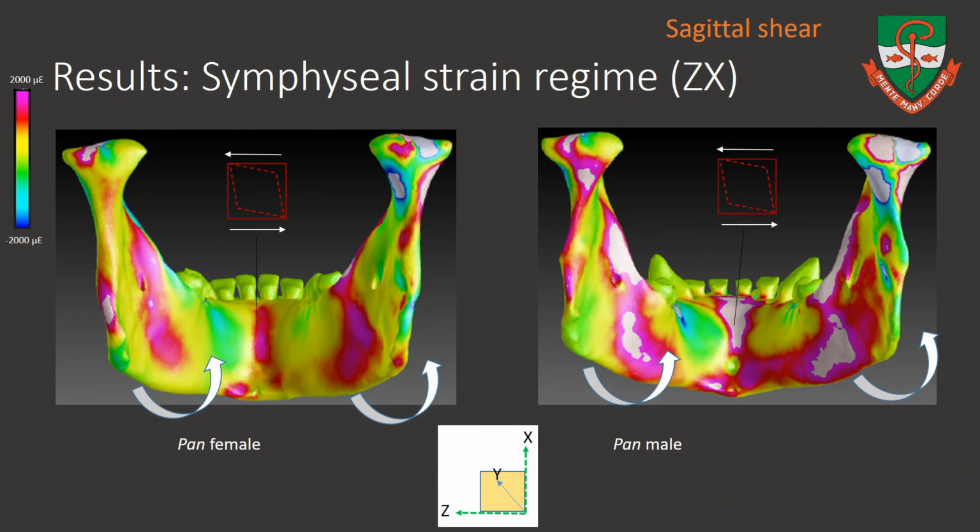And if we look at frontal shear on the lingual aspect of the symphysis, we also see evidence of negative torsion of the working and balancing side corpora, and that's associated with positive frontal shear at the lingual symphysis.